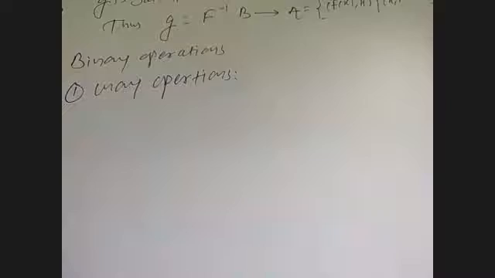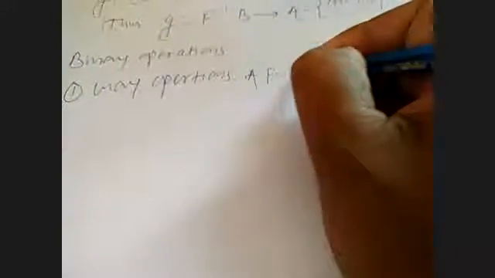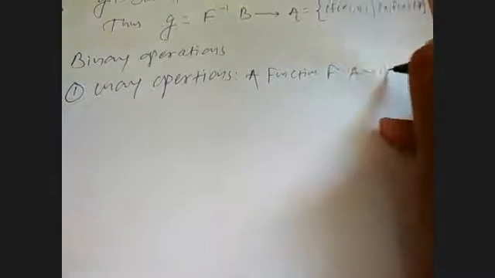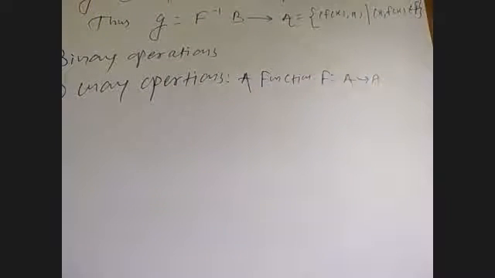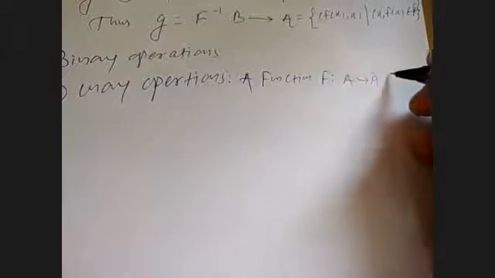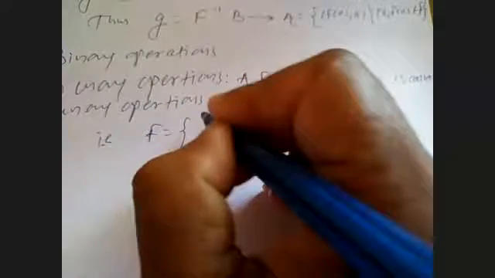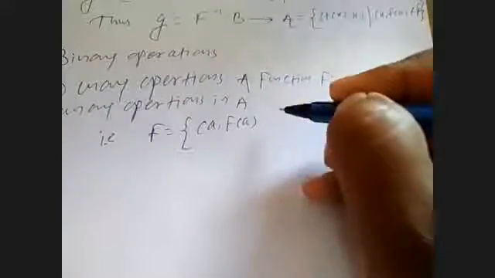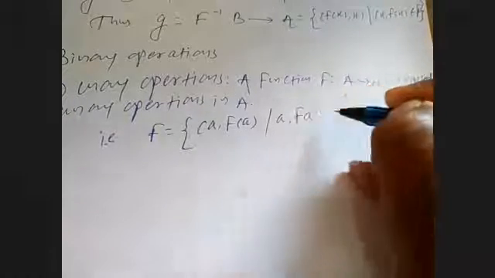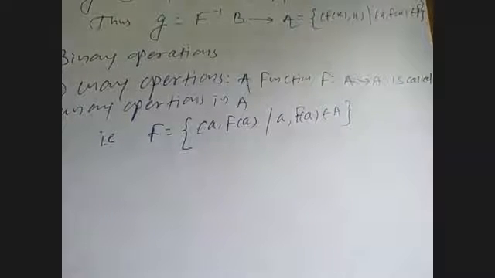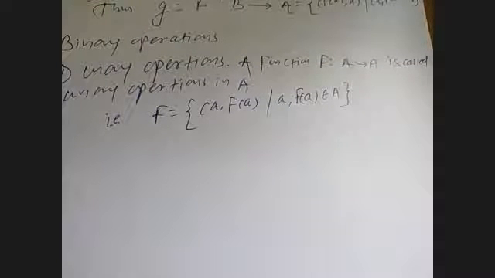Unary operation. A function f from A to A is called a unary operation in A, that is, f is the set of all pairs (a, f of a) such that (a, f of a) belongs to capital A. A function f from A to A is called a unary operation in A.